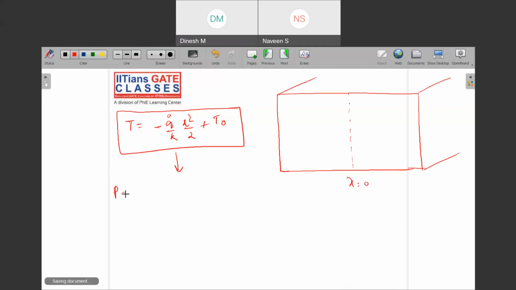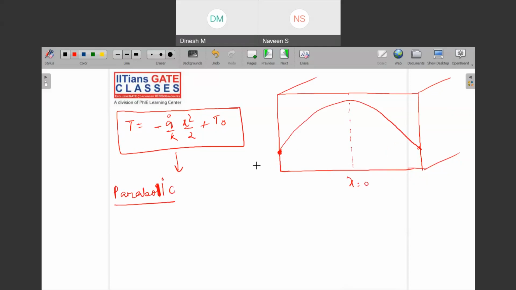The question would come: what is the variation? Parabolic, yes or no? This is a parabolic variation. You have started from some value, and then you have reached the maximum, and then you have again reached this value, yes or no? So your variation would look like this only.